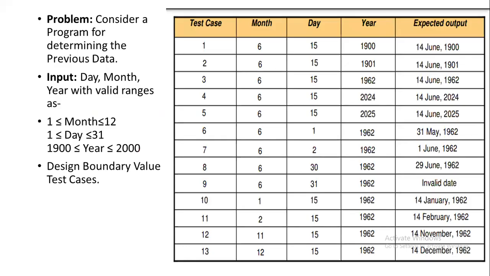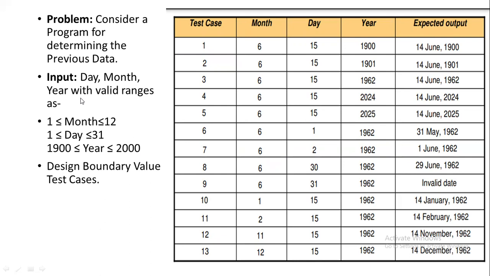Let me explain with an example. Here is a sample: you have a program which will read an input in the form of a day, month, and year, and it will print the previous day as output. This is the problem. Here your month input can be in the range 1 to 12, the day can be in the range 1 to 31, and the year can be in the range 1900 to 2000. This is the condition of the program.